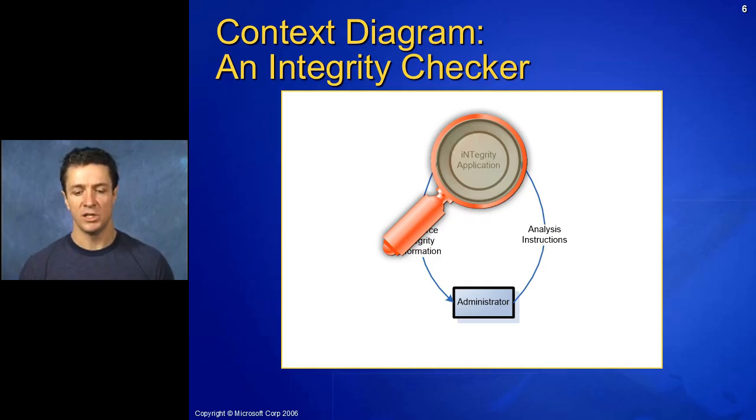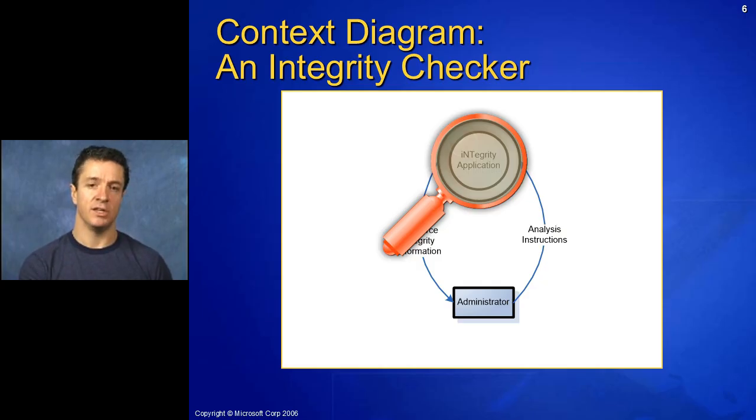The only users that use this are the administrators. No one else uses this application whatsoever. And that's represented by the rectangle at the bottom. And there are two arrows. One is the arrow going in, which is from the admin to the application, and that is the administrator instructing the application to do some kind of analysis. And then there's a data flow coming back from the application to the administrator, which is the integrity information itself, like what changed and so on. And the arrows are data flows, and they represent the data that flows through the system.